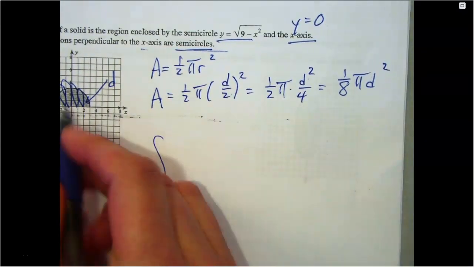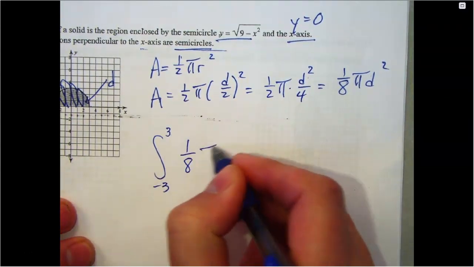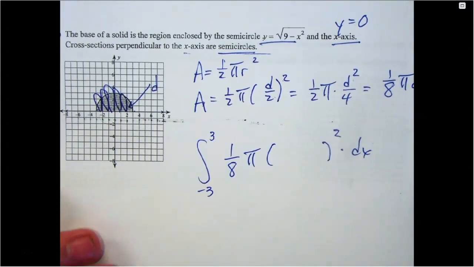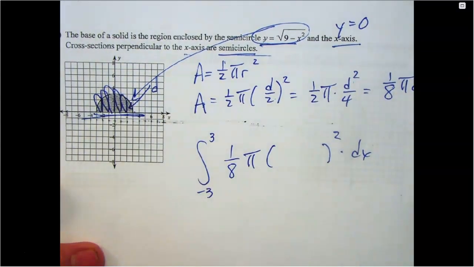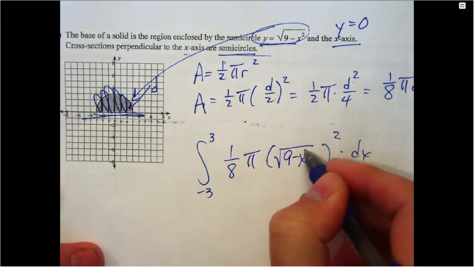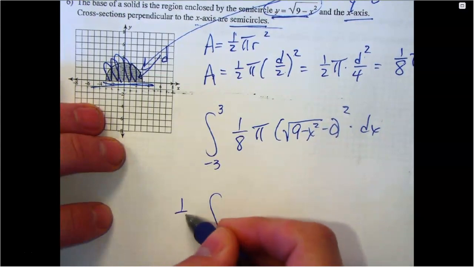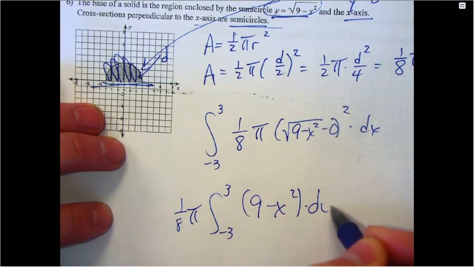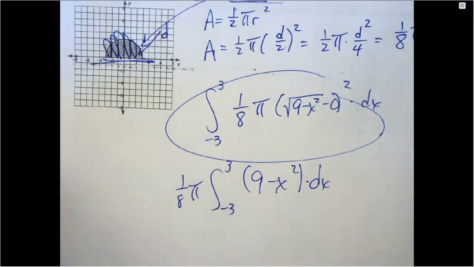So I want to integrate, and this one's from -3 to 3, 1/8 pi times the diameter squared. And what's the diameter? It's always top and bottom. Your top equation is this guy, and your bottom equation is the x-axis, y equals 0. So it's really just this. You can put the minus 0 or you could not. They probably simplified it, with the 1/8 pi on the outside and 9 minus x squared in there. But this is fine.